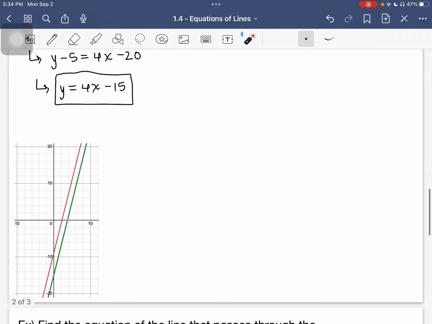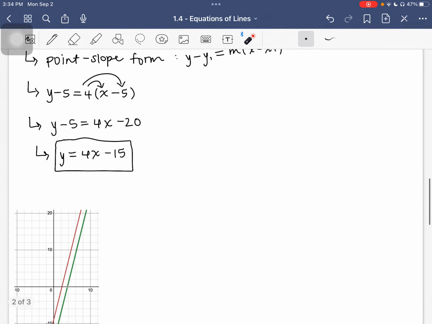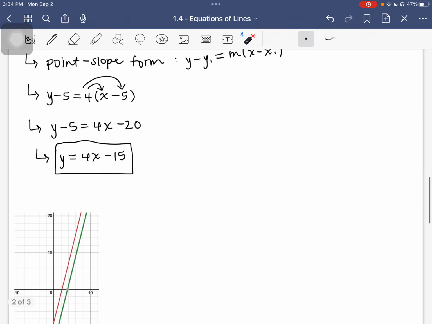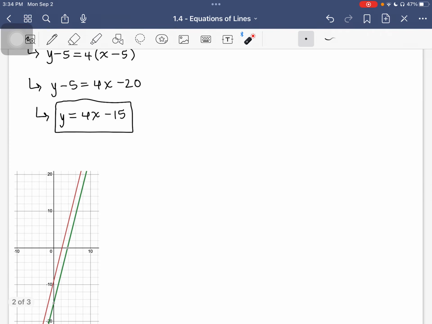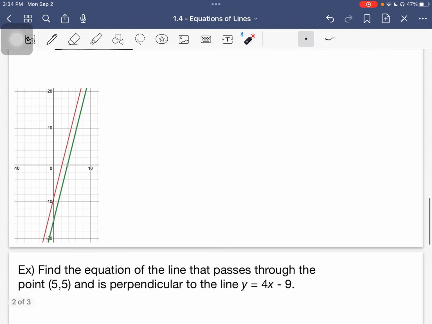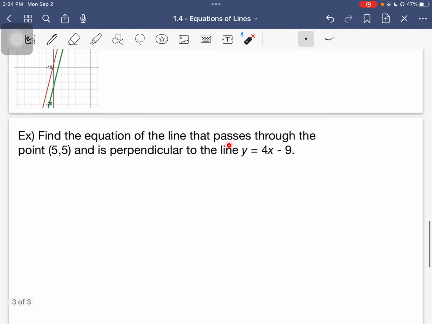And then graphically, this is what's going on here. Our original line is the 4x minus 9 here, so that is this red line. And then our parallel line, the 4x minus 15, is this guy here, the green line. All right. Now, let's say we're asked to find the equation of the line that passes through this point and is now perpendicular to this line here. So we're looking at the same point and the same line from the previous example, but we just want to find a new line that's actually perpendicular to this line now.